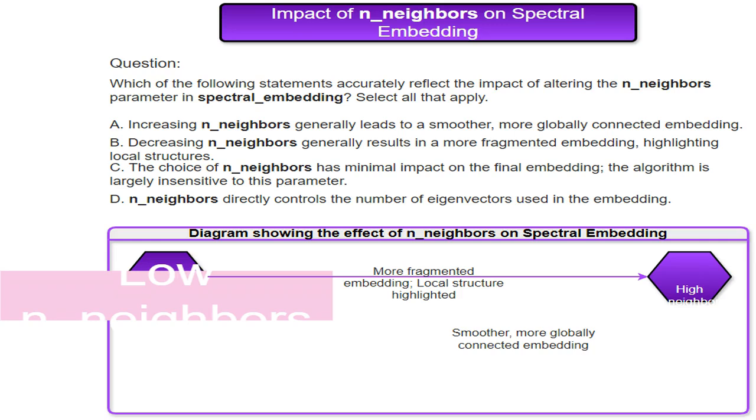With a high n_neighbors value, I get a denser graph. Many connections between data points. This leads to a smoother embedding, where global relationships between points are more clearly shown. Think of it like this: a tightly knit community. Everyone knows everyone, reflecting a cohesive structure in the embedding. This is a result of a higher n_neighbors value in the spectral embedding process.